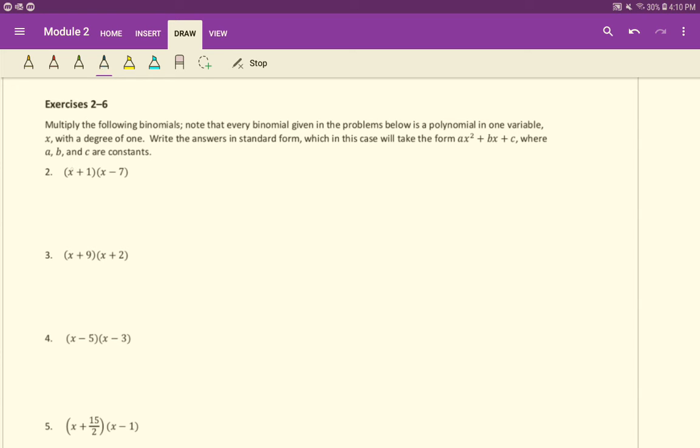Okay, so here we go. So we'll do the x times the x, the x times the minus 7, 1 times the x, 1 times the minus 7, and so we'll get x squared minus 7x plus 1x minus 7, and we just combine like terms to get x squared minus 6x minus 7.